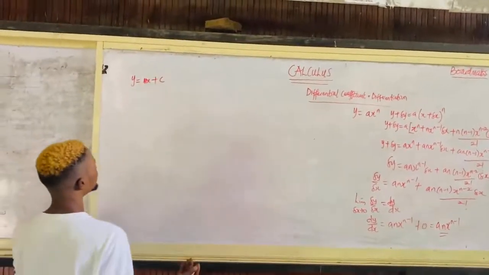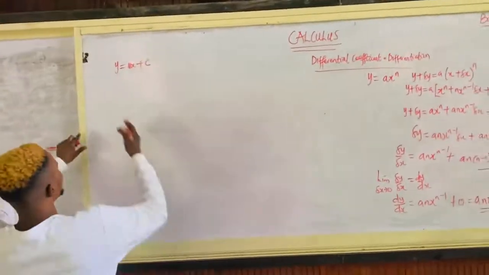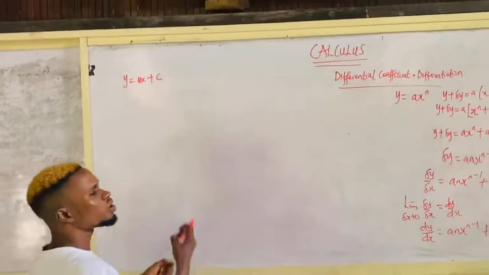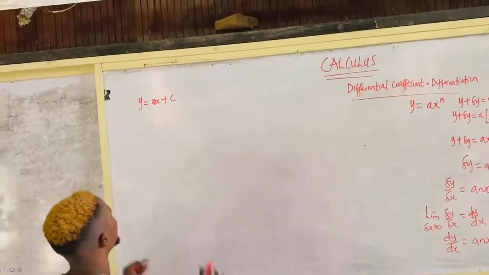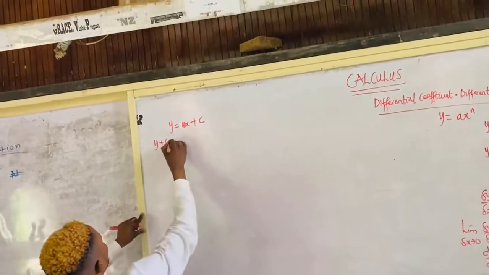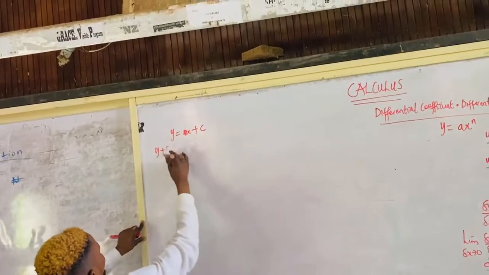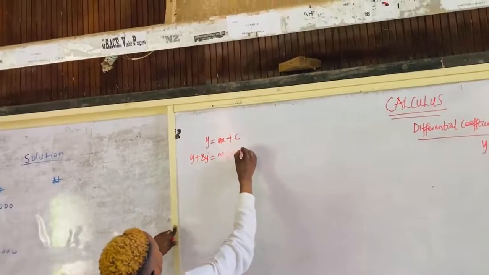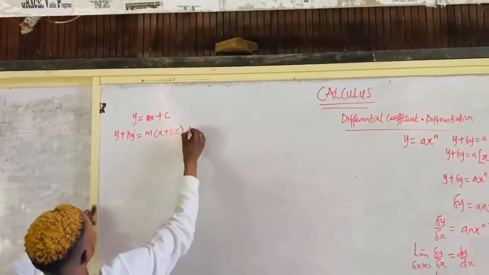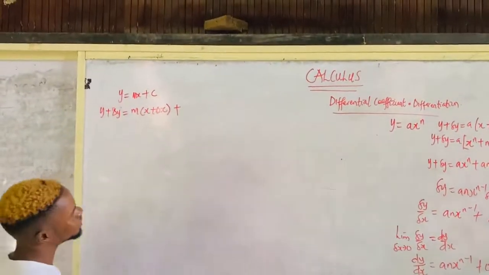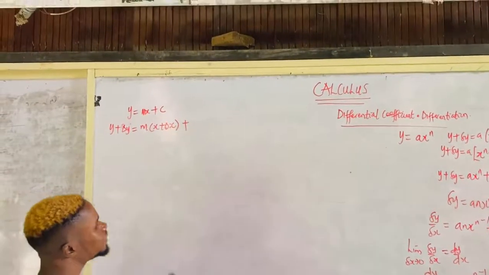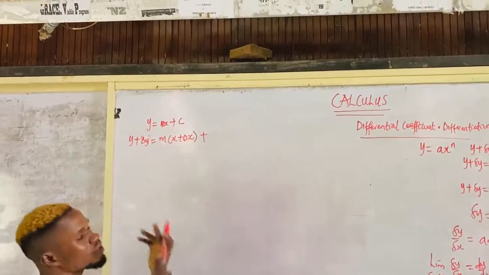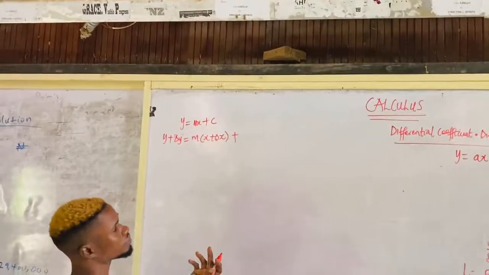Now, how do we find the derivative coefficient of this? y is a function of x. If there is an increment in x, there will be a corresponding increment in what? In y. So that's y plus change in y. So I can even write it as change in y like this, the same thing. m(x plus change in x) plus c. No increments in c because it's not a function of x, it's just a constant. So plus c.